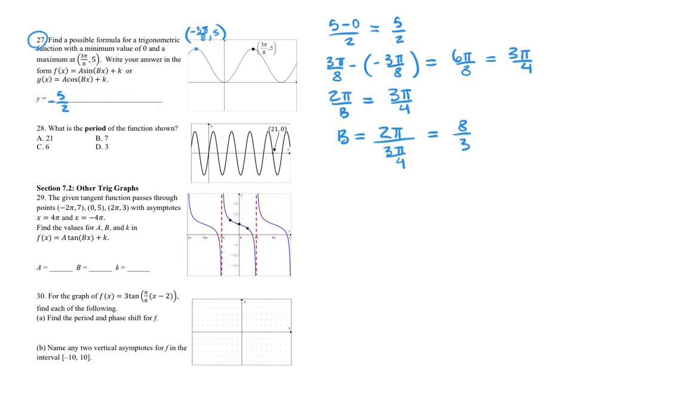Okay, great. And then lastly, we just need to find our midline, which will be equal to our k value. And lucky for us, our midline is going to be the exact same as our amplitude because our minimum value is 0. So 5/2 should be our k value, or our midline. Okay, so we can go ahead and put together our equation. Negative 5/2 cosine, and we said that b was 8/3 times x plus our k value of 5/2. Okay, perfect.